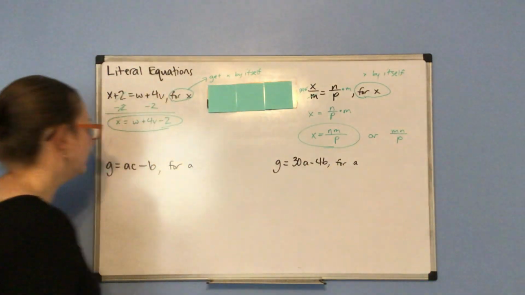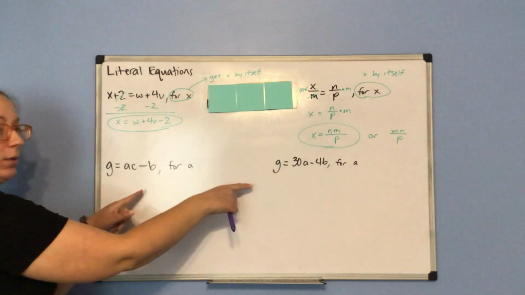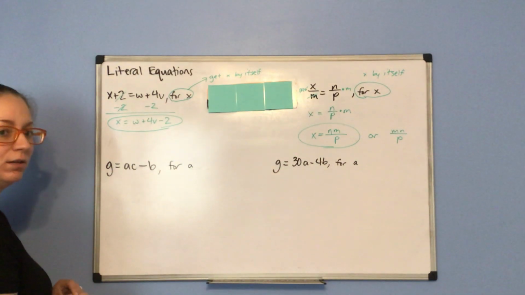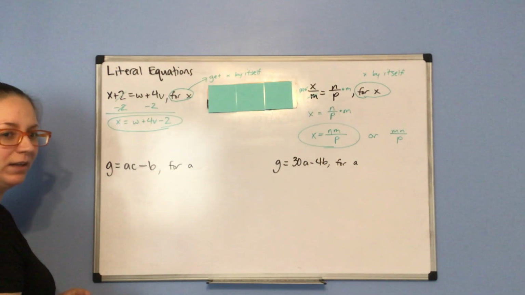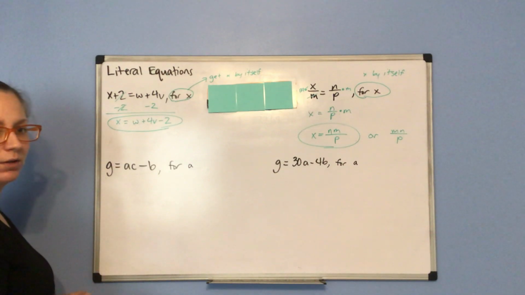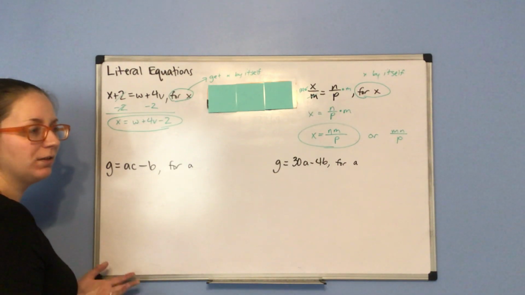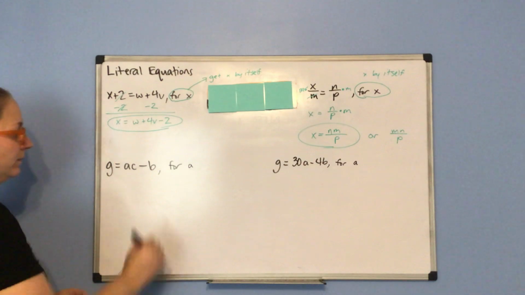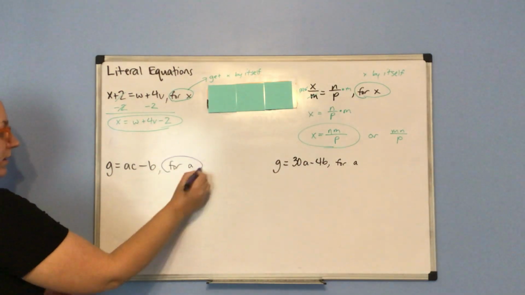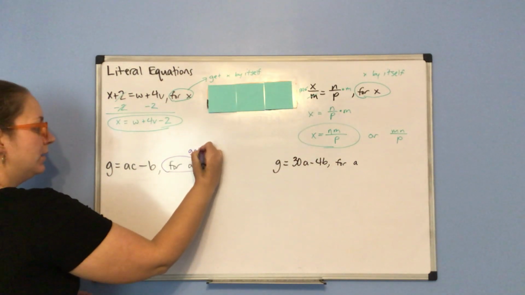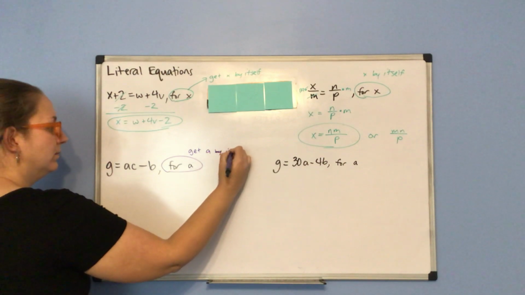Let's try some more. So these 2 are going to have 2 steps to get your variable by itself. We're not going to really go more complicated than that. This isn't something we're going to do all day, every day for the rest of the year. Just a skill I want you to be familiar with. Here's our equation. It says 4a. So we want to get a by itself.